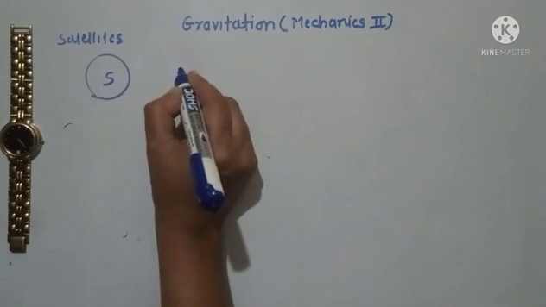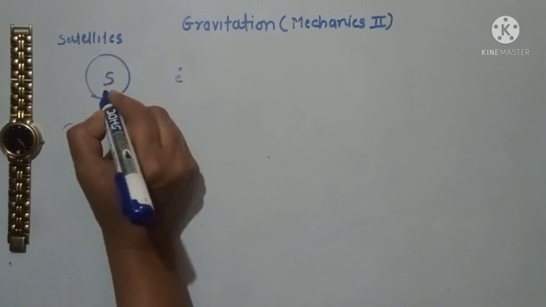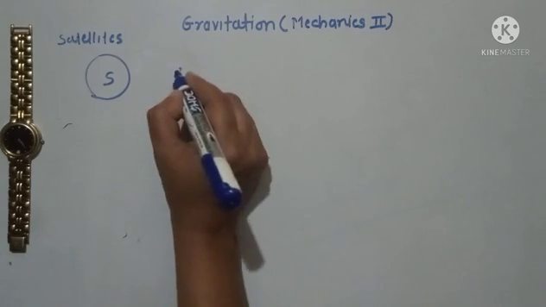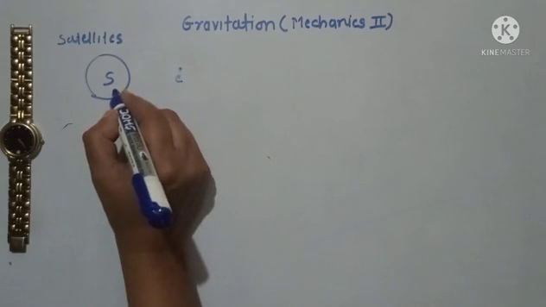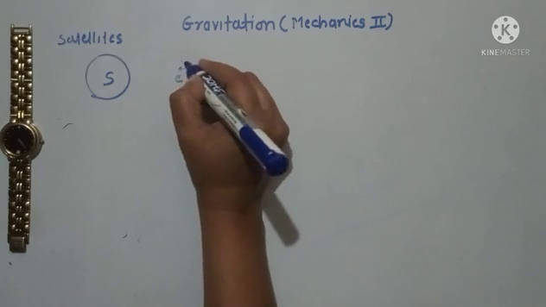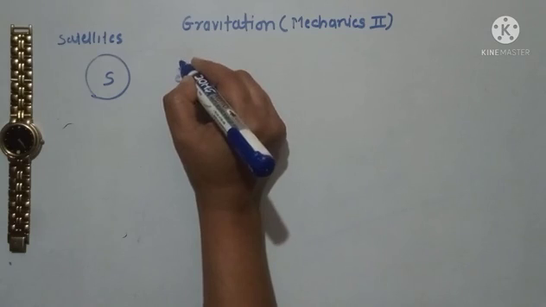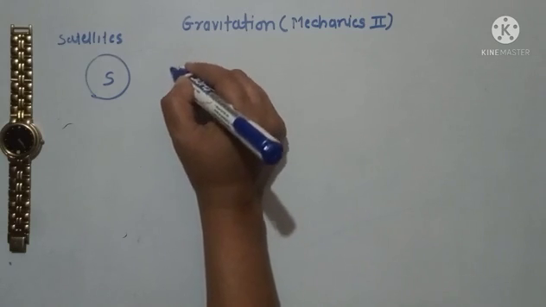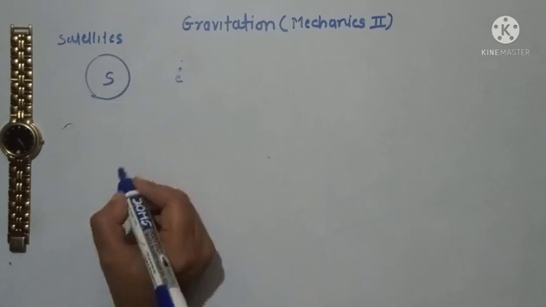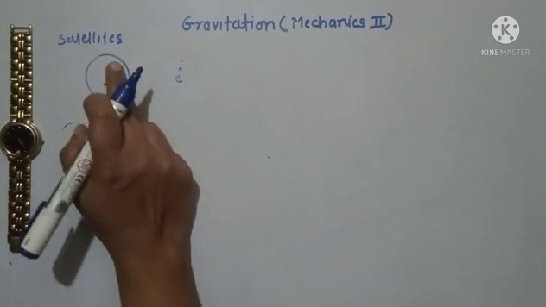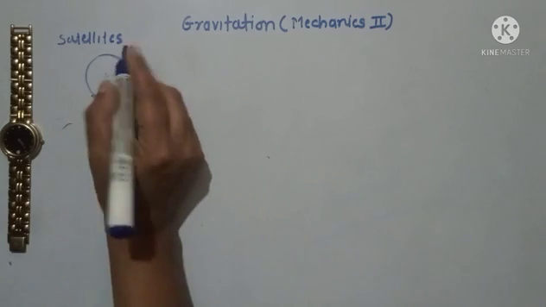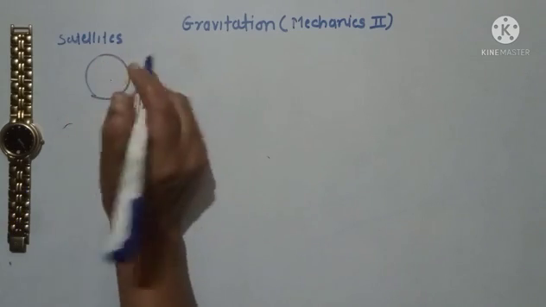If there is a smaller body rotating about some heavier body only due to the force of gravitational attraction, then it is called a natural satellite of that heavier body. Just like the Moon is a natural satellite of the Earth, which is much heavier than the Moon. The Moon is revolving around the Earth. Now there are also artificial satellites which can be launched and made to revolve around the Earth.